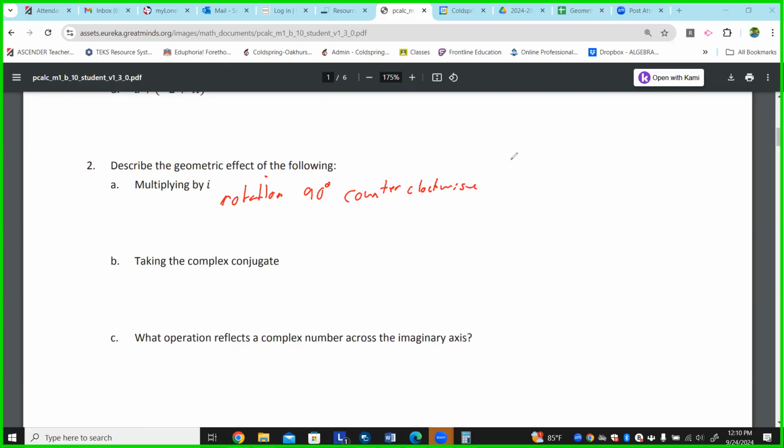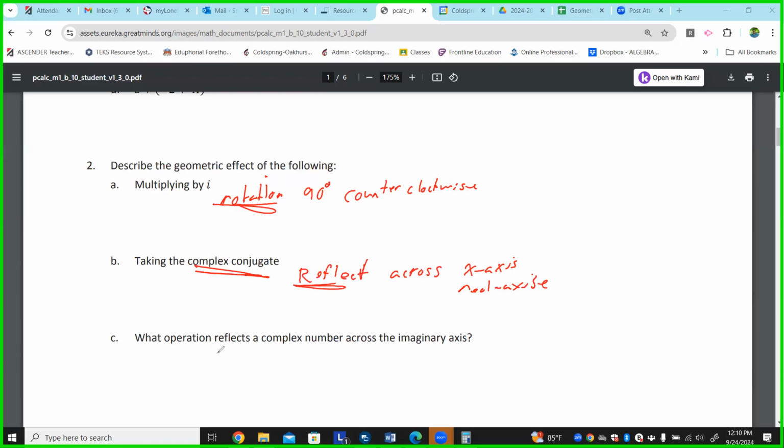Ask your question. Yes, yes. All right. Taking the complex conjugate will do what geometrically? It will reflect. That's the key word. So rotation, reflects. I'm good with these two options here. I went with x-axis, but if you went with real axis, that is the same answer to me. So real or x-axis.